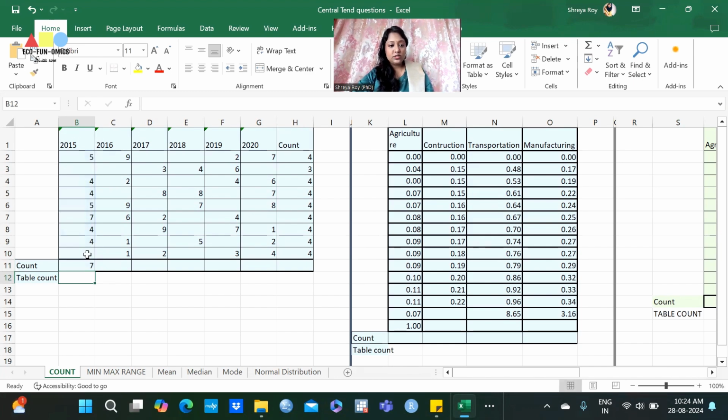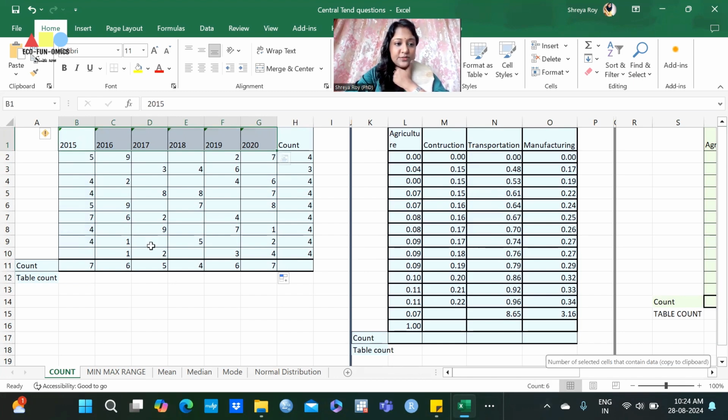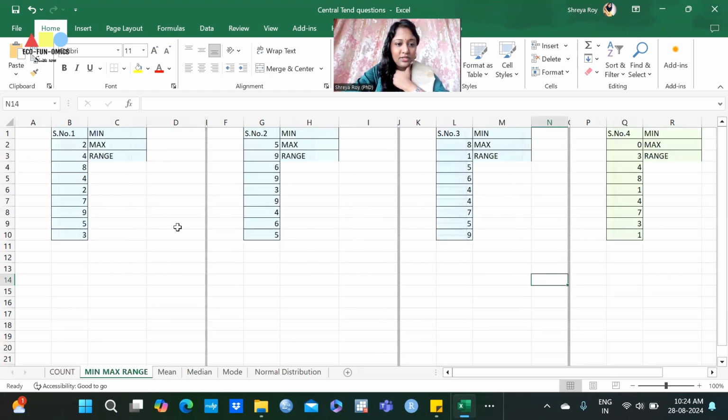For 2015, we have 7 values, and next on 2016, we have 6, then 5, then 4, then 6, and 7. So that's about it. I hope there was no confusion with it. One method is you select the cells and on the right hand bottom, the number will be displayed. And the other method is is equal to COUNT.